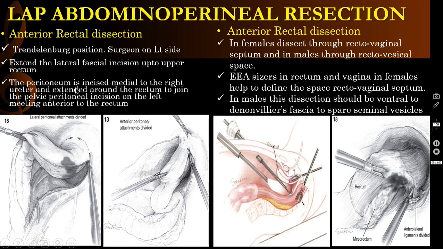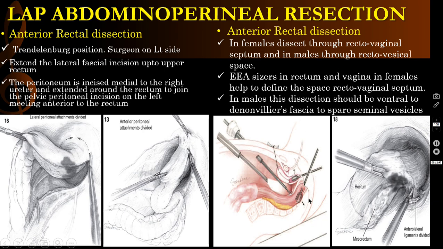And then the peritoneum is incised medial to the right ureter here on the right side. Medial to the right ureter and extend around the rectum. You have to go around the rectum here, to join the pelvic peritoneal incision which we made on the left side, that is meeting anterior. So both the lateral incision and the medial incision should meet in front of the rectum here. In females, dissect through the rectovaginal septum and in males through the rectovesical space.